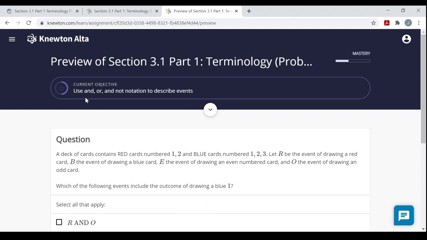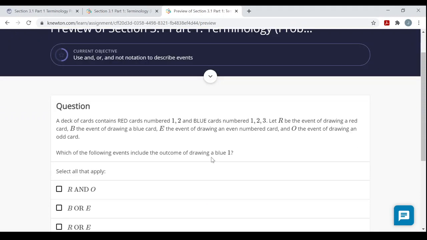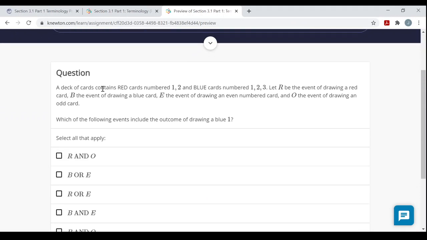All right, back to the and, or, not notation. So again, a deck of cards contains red cards numbered 1 and 2, and blue cards numbered 1, 2, and 3. So R is the event of drawing a red card. B is the event of drawing a blue card. E is the event of drawing an even numbered card. And O is the event of drawing an odd numbered card.